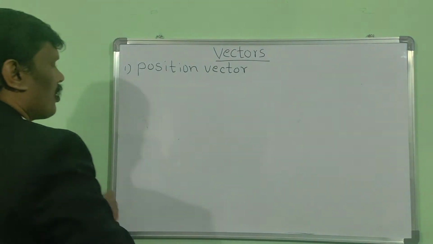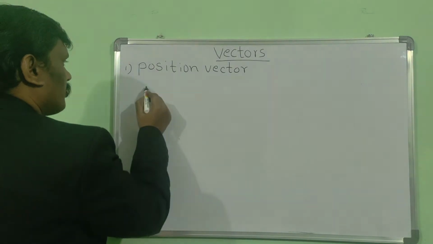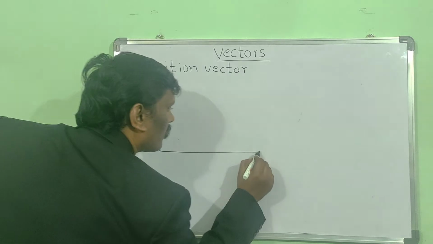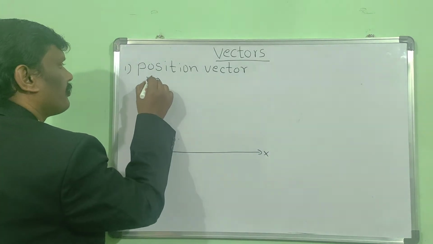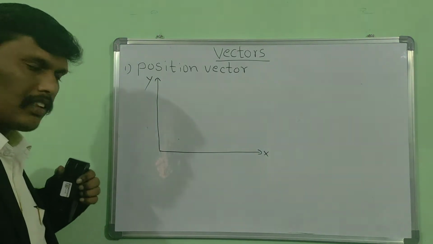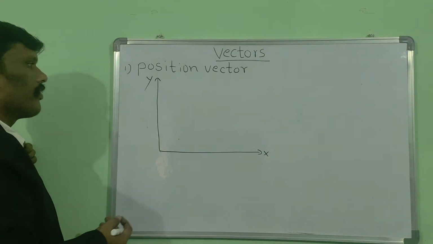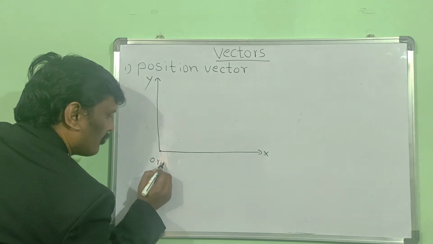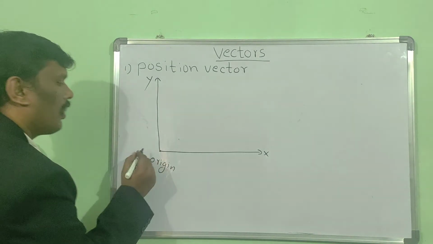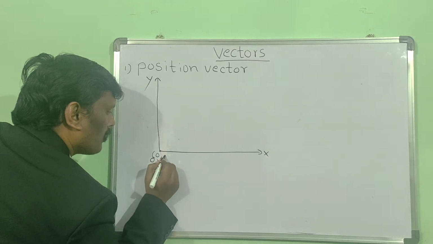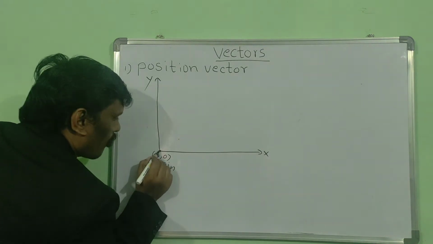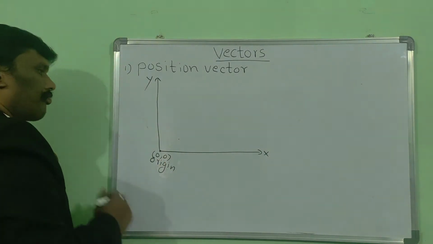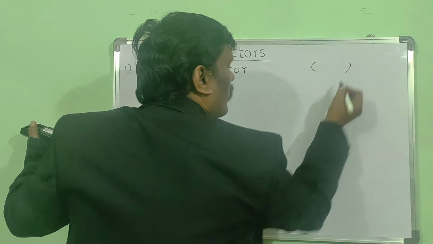Let us see. Here I am going to consider the position vector first. Consider the coordinate axes x and y, the Cartesian coordinate axes, generally considered. So this is the origin, and it is represented with the point (0, 0). The origin point we represent with (0, 0). This notation we call an ordered pair.